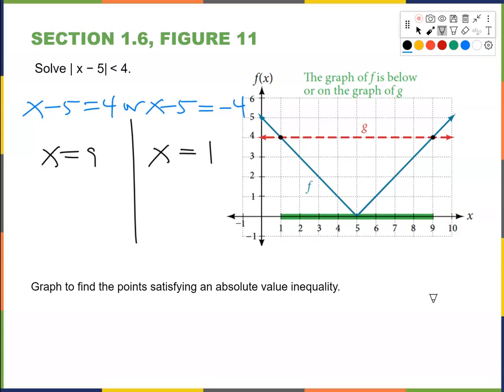So that's why, based on this graph, the graph of f is below or on the graph of g. That is your x values from 1 to 9. So that is the graph satisfying the absolute value inequality.